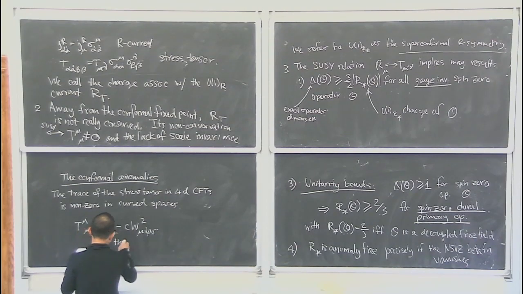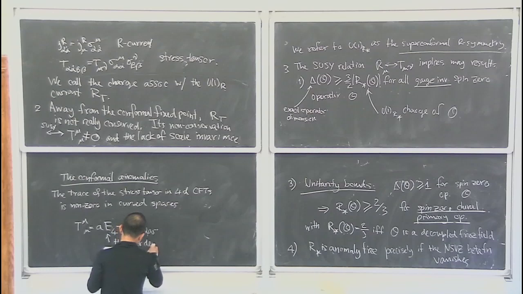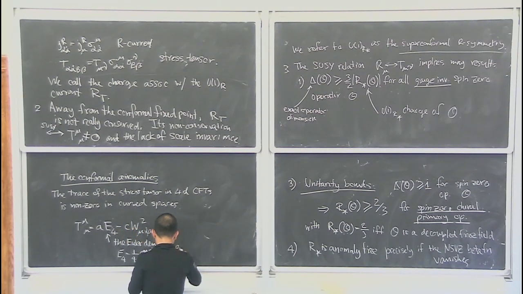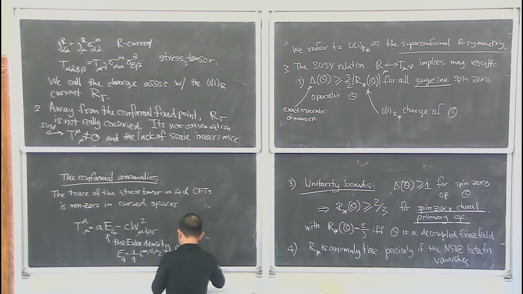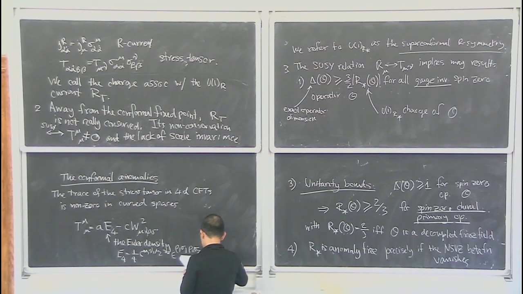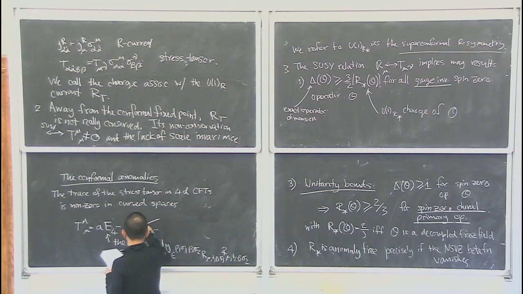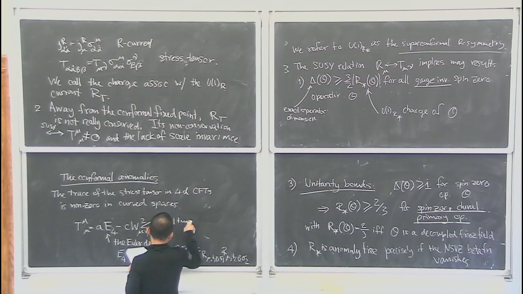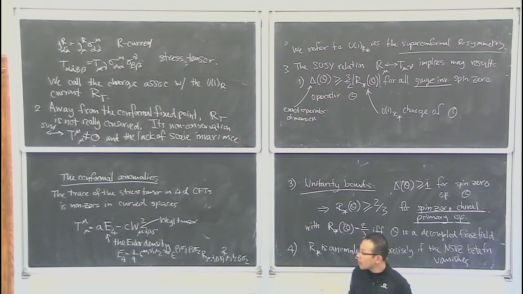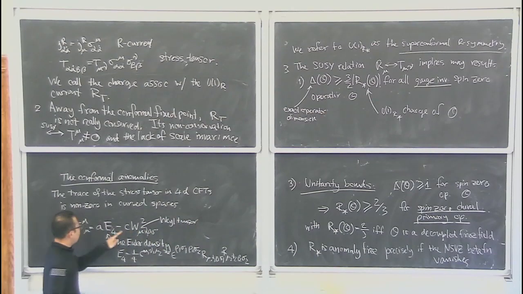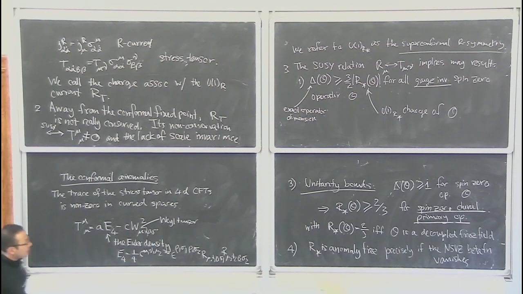E4 is called the Euler density. E4 is equal to, oh, this is a mess to write down, epsilon mu1 mu2 epsilon rho1 sigma1 rho2 sigma2 with R mu1 rho1 sigma1 and R mu2 rho2 sigma2, and this is the Weyl tensor of your curved space, whatever you put on. So there are two coefficients, A and C. This will play some role in our discussion. So this is about conformal field theory on curved spacetime.